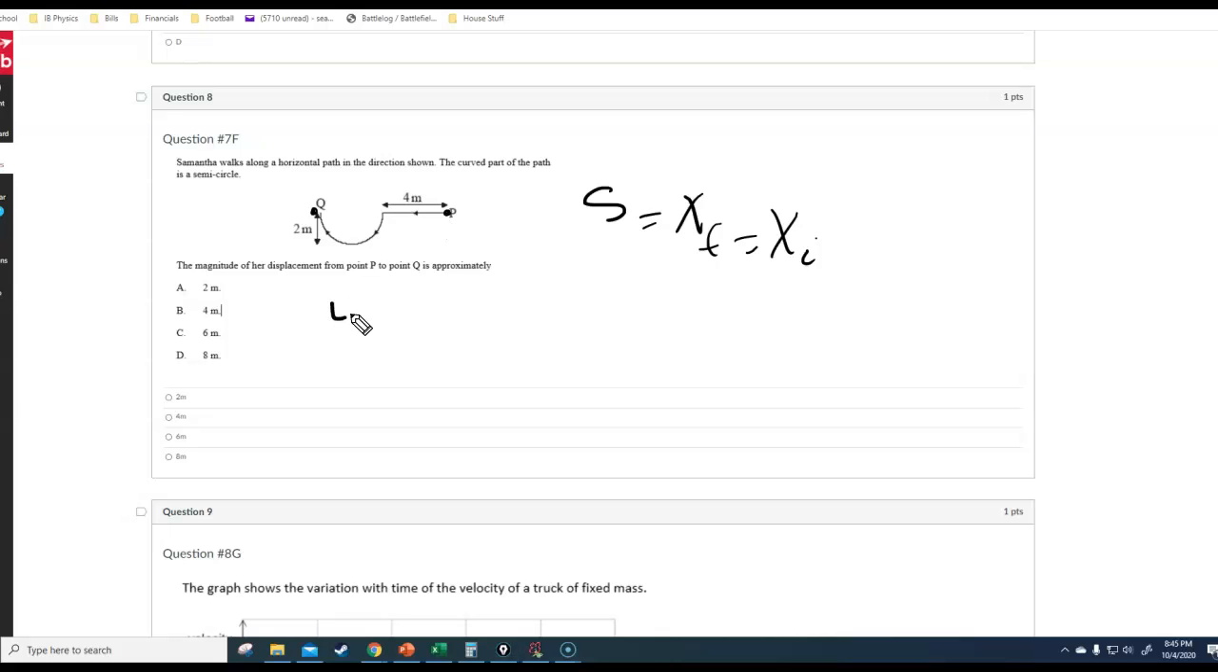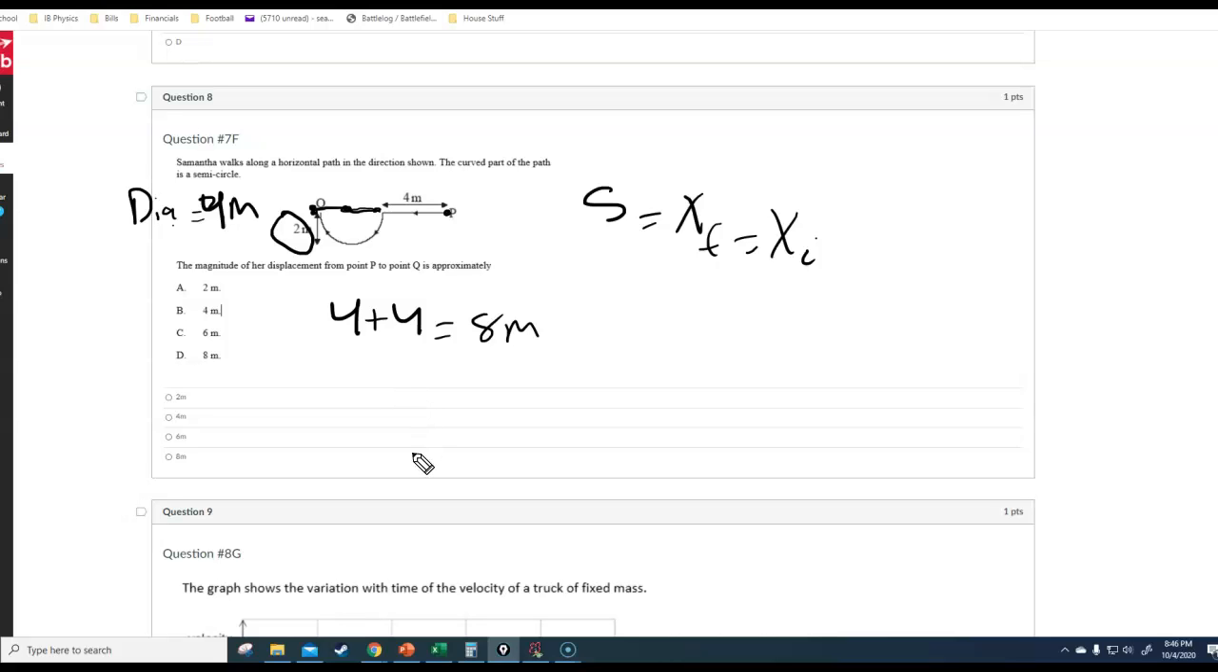So we have 4 plus from here to here is 2. How do I know that? Because that's the radius of the circle. Okay, so from here to here is 2. From here to here is another 2. So in other words, if the radius is 2 meters, that means the diameter is 4 meters, and 4 plus 4 equals 8.